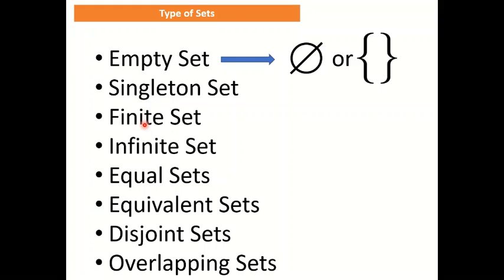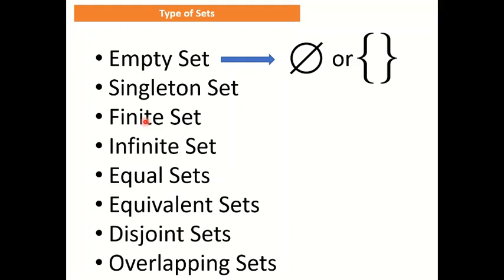Next we have to move on to finite set. Finite set means it should have only finite elements, that means the set has a countable number of elements. Okay, you can count the elements in the set. For example, the set of all vowels: A, E, I, O, U. You can count the elements, right? So that is an example for finite set.